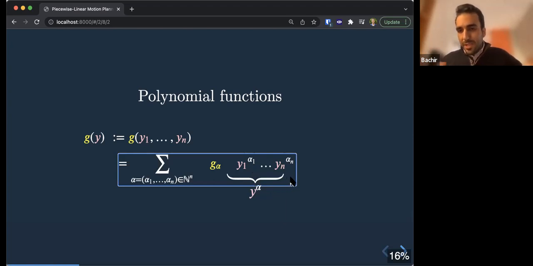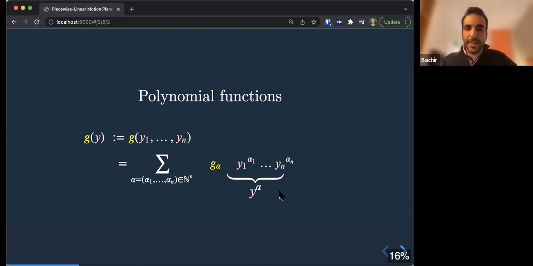Just as a notational shortcut, we're going to call this monomial y to the power alpha. So y is a vector, alpha is a vector, and what I mean by this notation, vector to the power of another vector, is simply that you take the powers of the entries and then multiply them together. We also call the sum of these powers the degree of the monomial, and the degree of a polynomial is simply the highest degree of all its monomials.